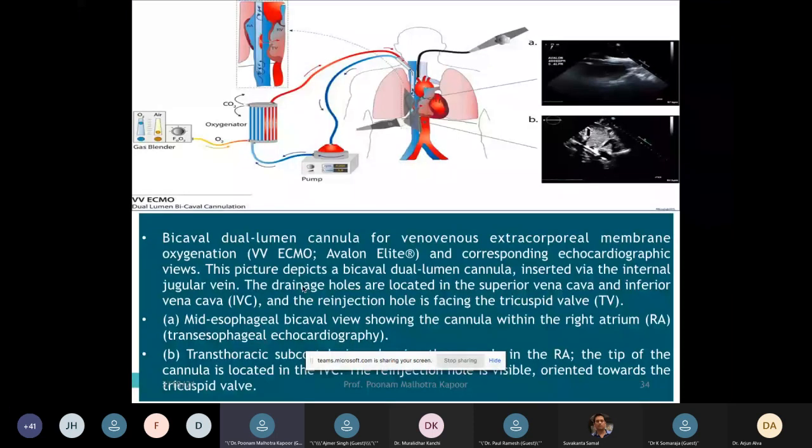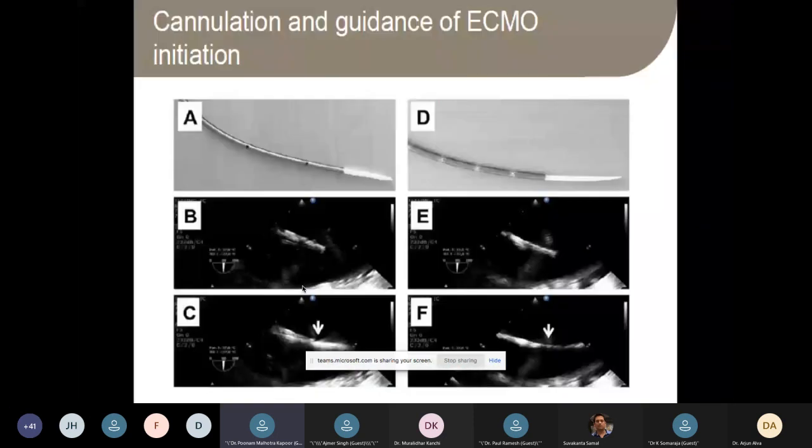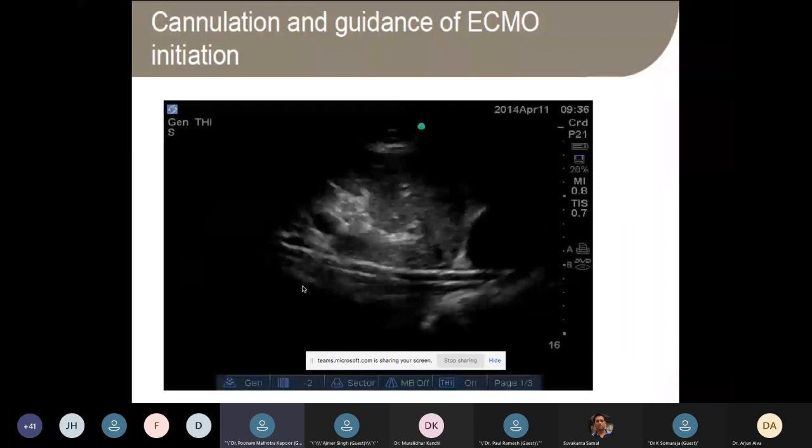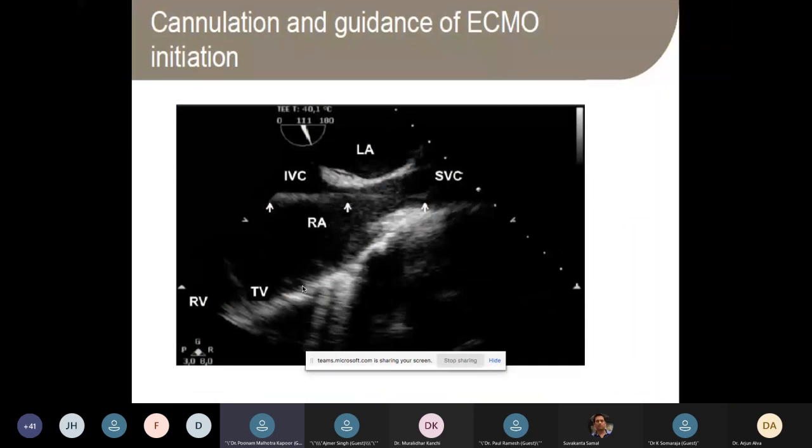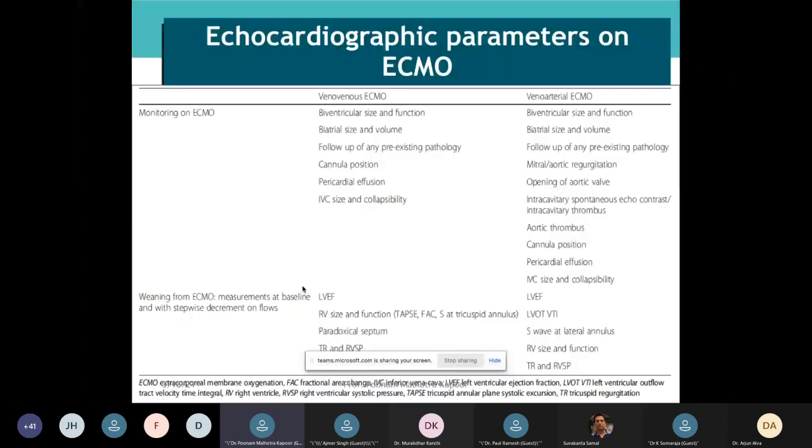and myocardial injury. You must remember the mid-esophageal bicaval view shows the cannulas in the right atrium, and the transthoracic subcostal view tells us everything about the tip of the cannulas, where they are located in the RA. The configurations of the cannula should be well discussed so that they can be seen in various views of the echo, the bicaval view or the lower esophageal hepatic vein view. That is the 7th view, which is most essential.